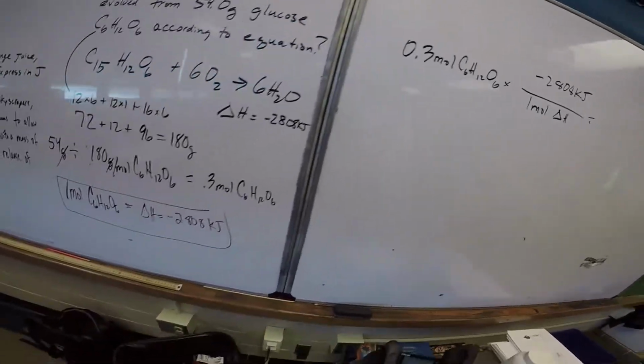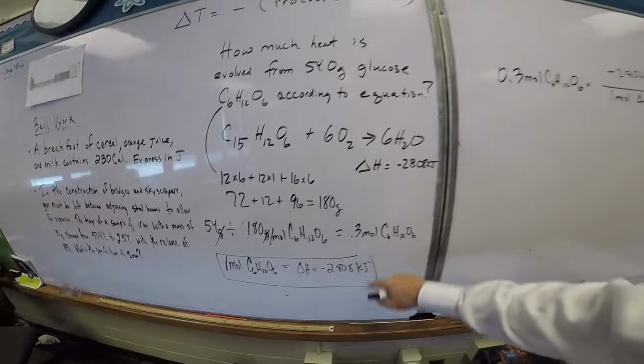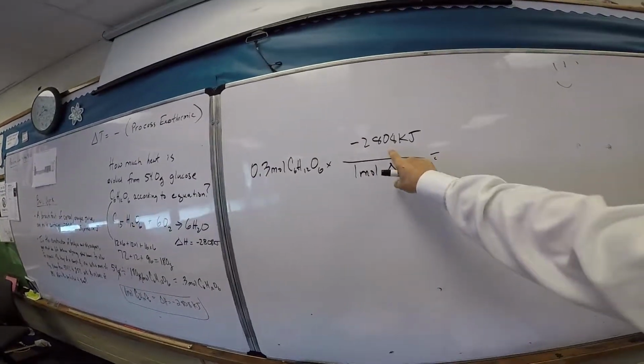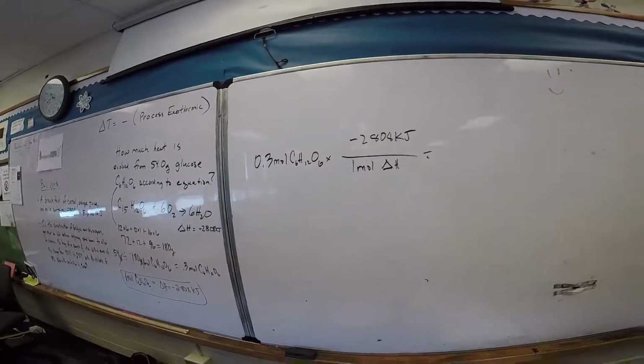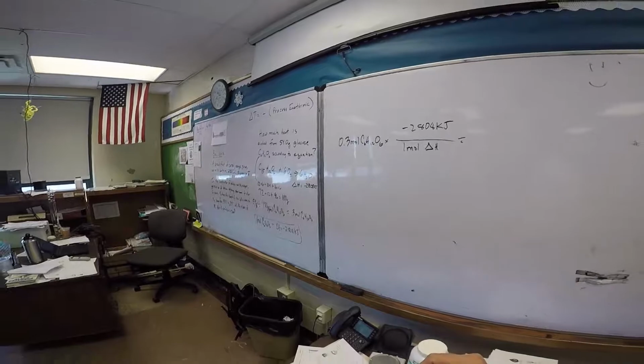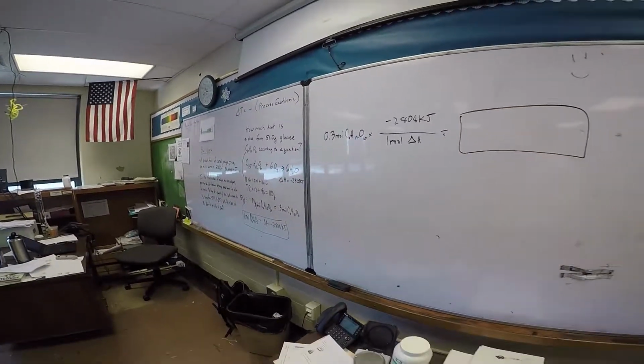All right, so we're going to take the 0.3 that we calculated from the 54 grams, and then take 0.3 times the kilojoules. 1 mole is equivalent to negative 2808 kilojoules. So our answer is going to be, anybody figure that out? 0.3 times 2808.